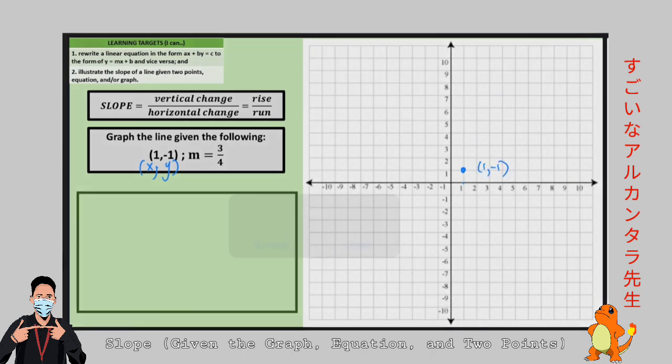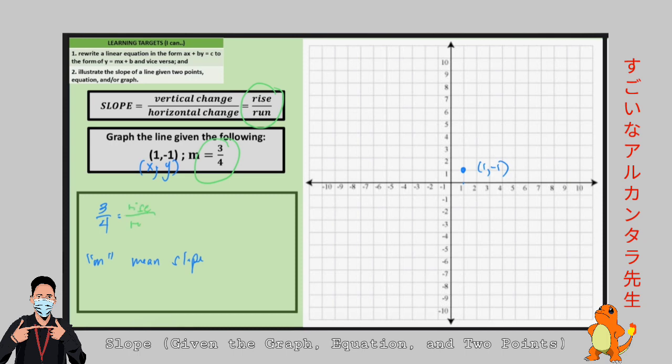Now, one of the concerns that is going to be asked here is simple: how do you graph the second point in order to draw a line when you're given a point and a slope? It doesn't have to be complicated. All you have to do is go back to the concept of rise over run. This one is easy because it's already a fraction. Basically, 3/4 is your slope. The letter m means slope. I would like to reiterate that for everybody: m means slope.